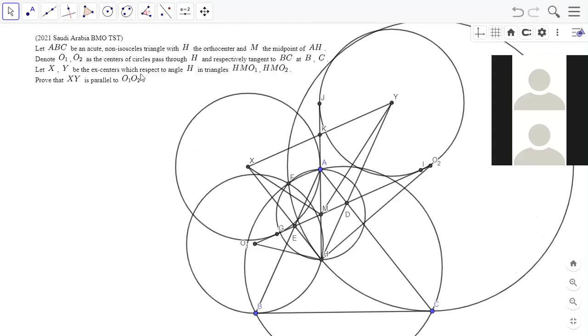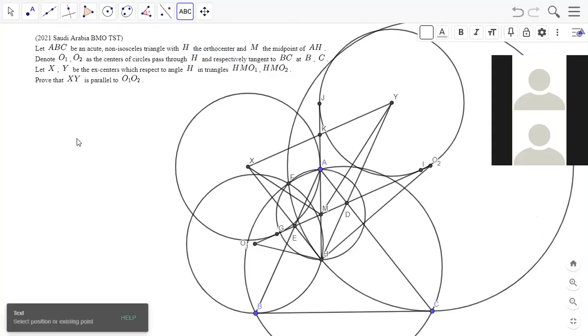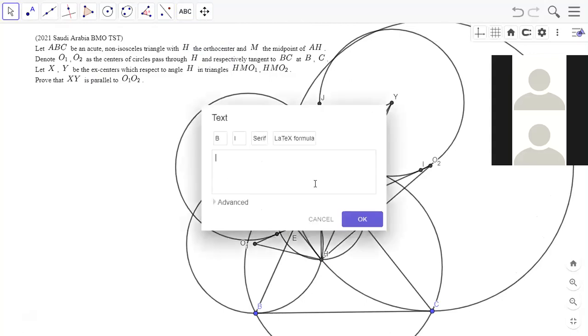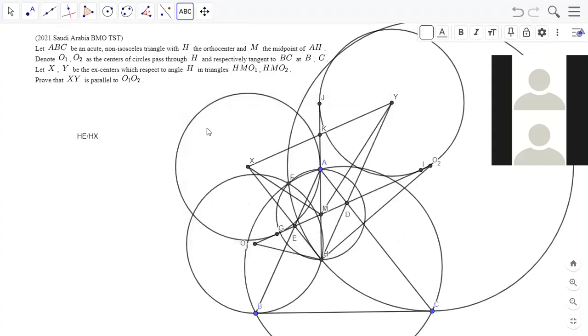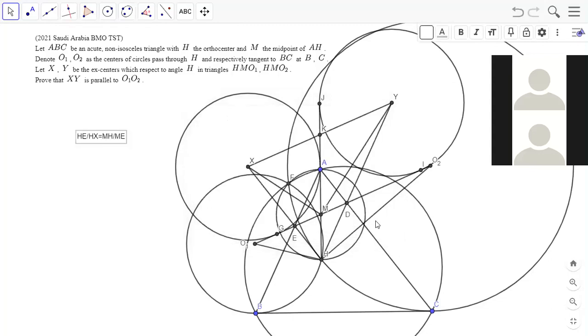Okay. Let me write that. Let me just type that out really quick. So HE over HX. Sorry, it's covering it up a little bit. I apologize. So did you say HE over HX is ME over HE? ME over MH over ME. MH over ME. Okay. Oh, because it's an external angle bisector.